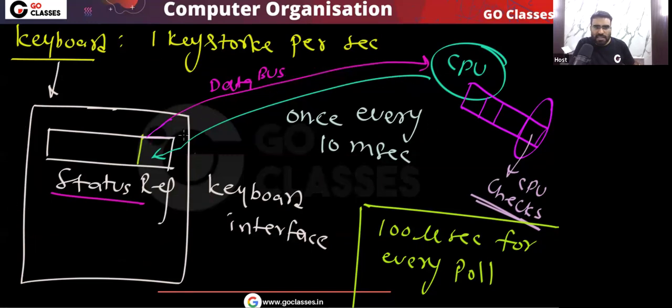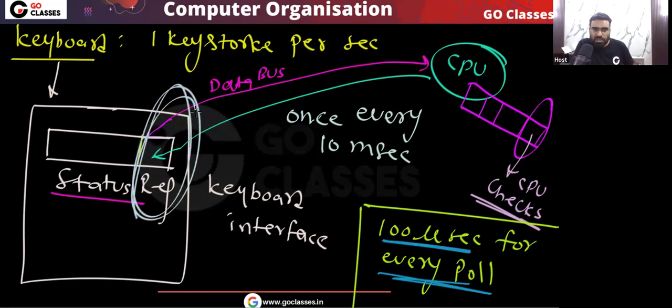Now, how will the CPU check this? The status register will go to the CPU via the data bus, and then the CPU will check whether this bit is 0 or 1. If this bit is 1, it means someone has pressed a key on the keyboard. If this bit is 0, the key has not been pressed so far. So for every poll, 100 microseconds is wasted to check this status register. This is what I am saying.